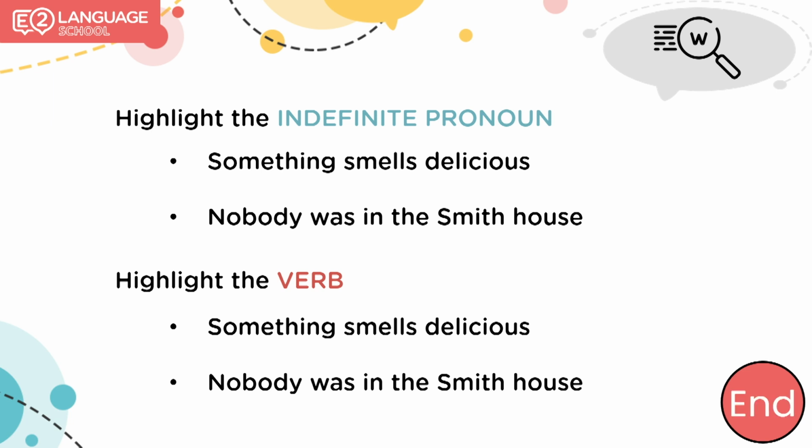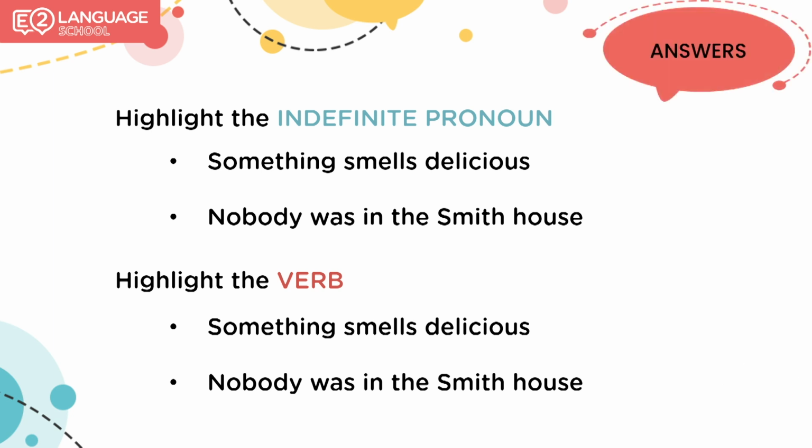Okay, how did you go with that one? Let's take a look at the answers. So, the indefinite pronouns are something and nobody. The verbs are smells and was.